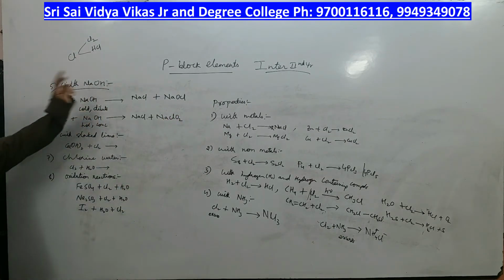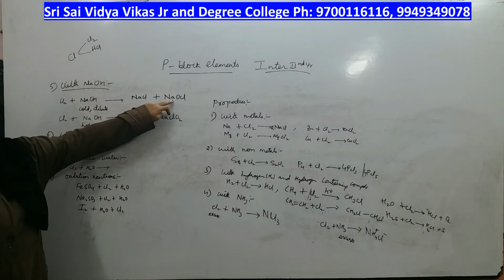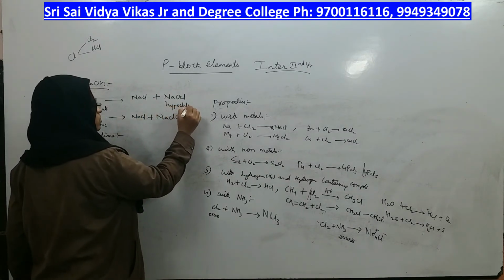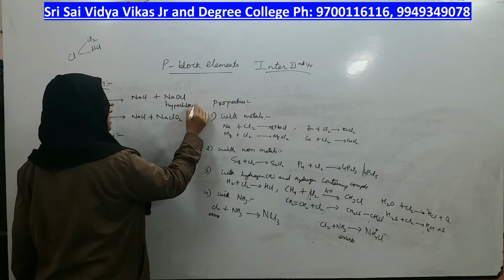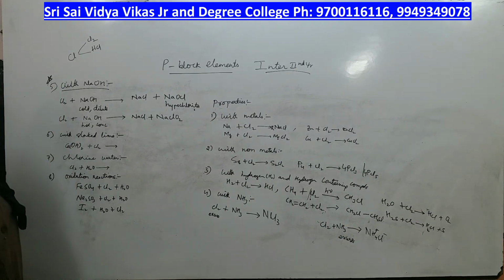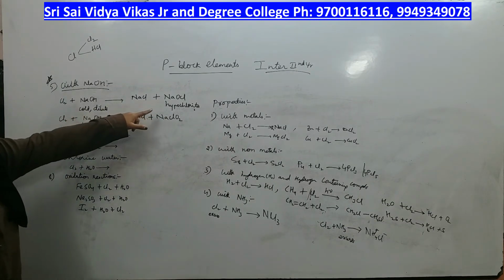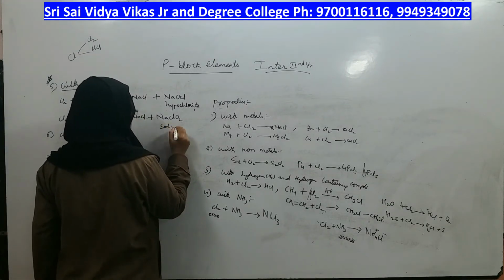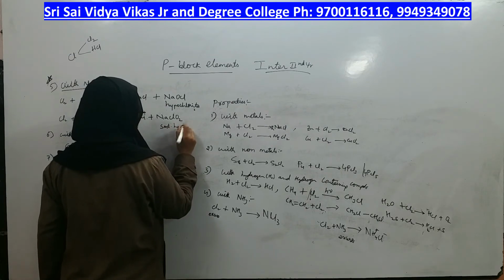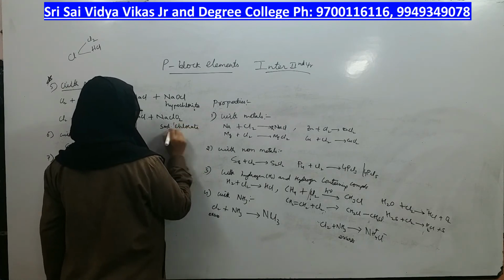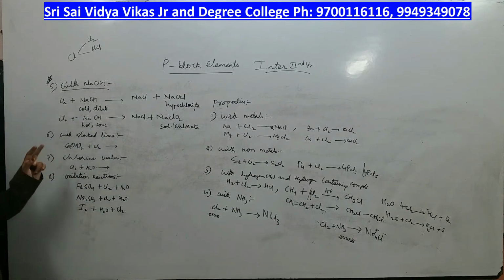With cold dilute, apart from sodium chloride, you get this also. What is this? Sodium hypochlorite. Hypochlorite, ITE, not IDE. This is a very important reaction: how chlorine reacts with NaOH. With cold dilute, you get sodium hypochlorite, and with hot and concentrated, you get sodium chlorate. These are the two different products with NaOH, or with base or alkali.